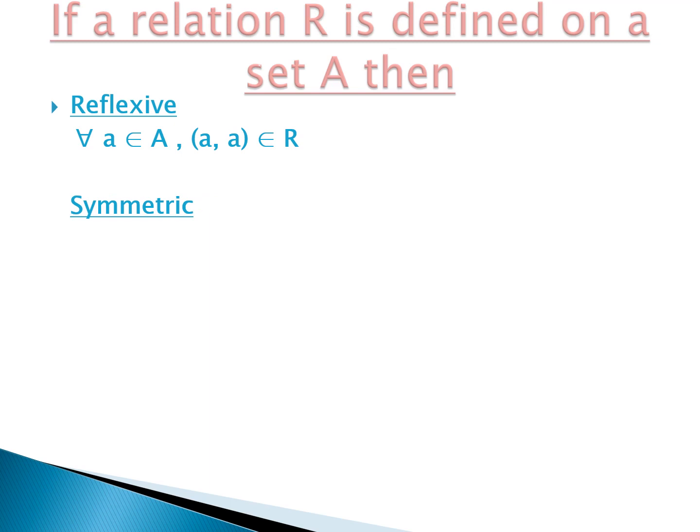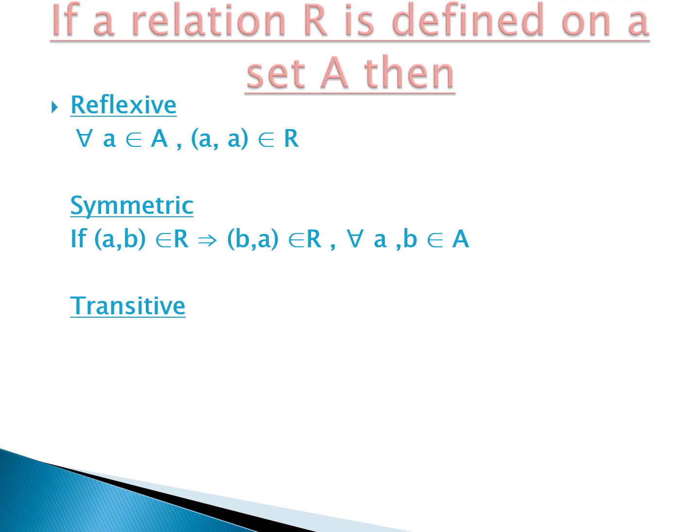Symmetric. For symmetric, we are supposed to consider two elements, a and b, belonging to the given set A. I can select any two from the given set. And if (a, b) is in the relation set, that implies (b, a) is also in the relation set, then we call the relation symmetric.